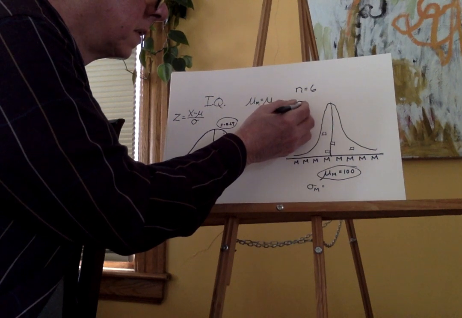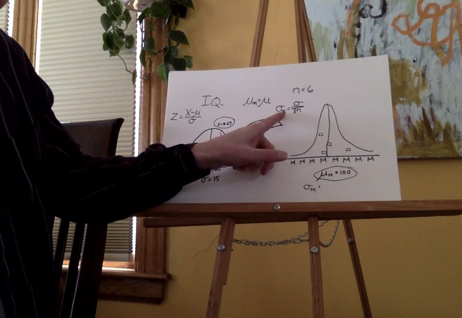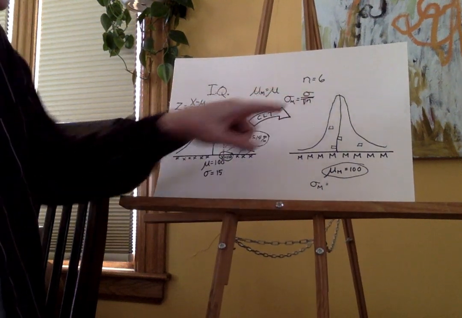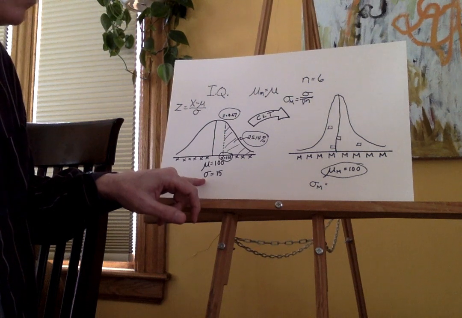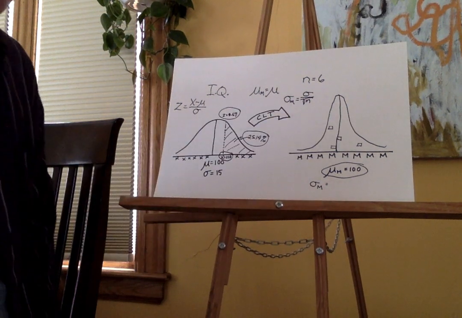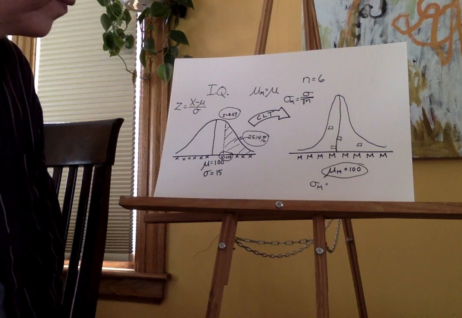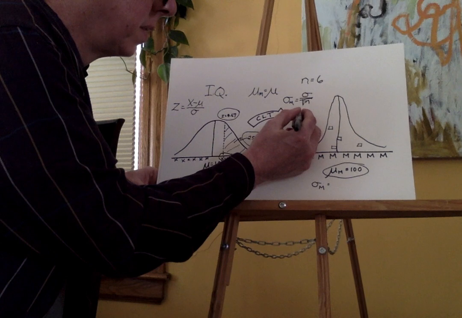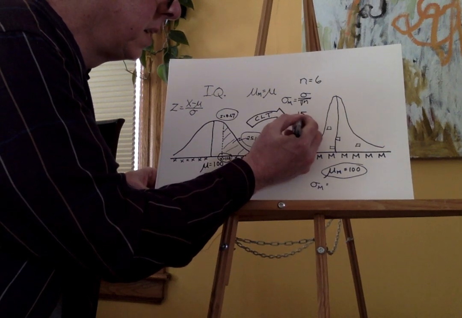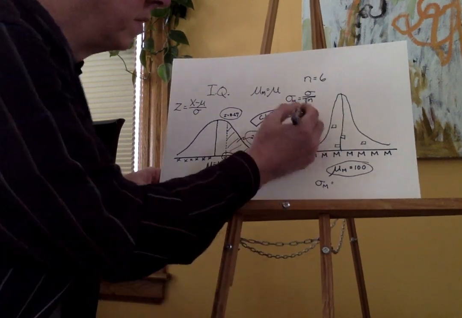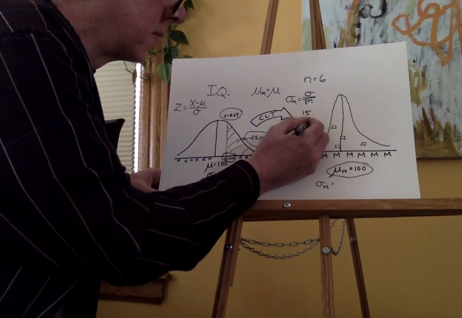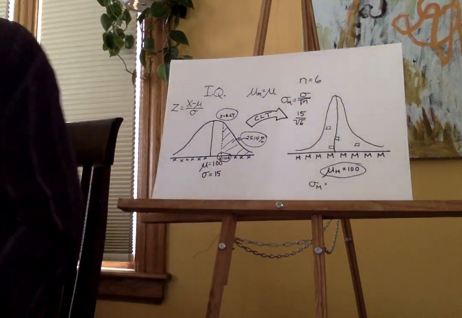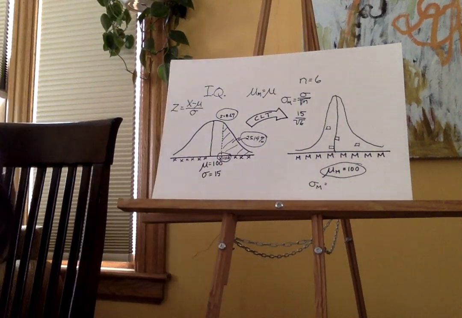And that is the standard deviation for our sampling distribution of the means is going to be equal to the standard deviation from the original population divided by the square root of n, okay? So in this case, the original population standard deviation was 15. We're going to divide that by the square root of 6. And let me get my calculator, and you should do this too, of course. Where's my calculator?